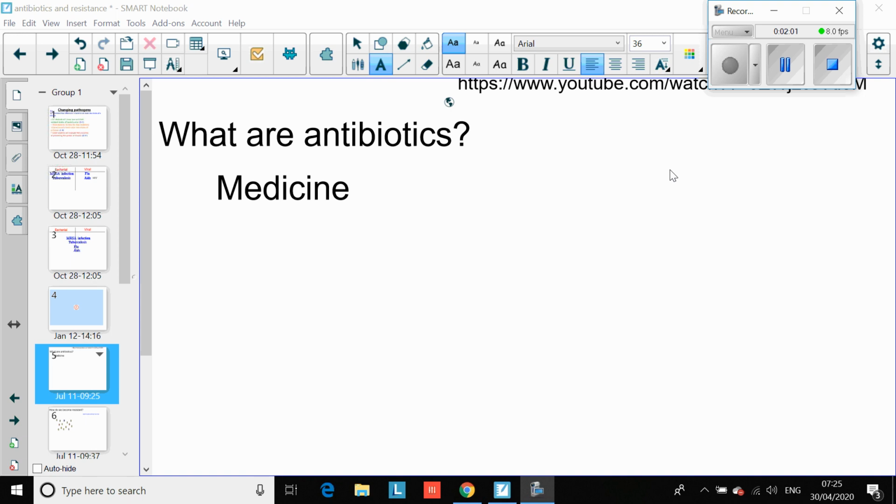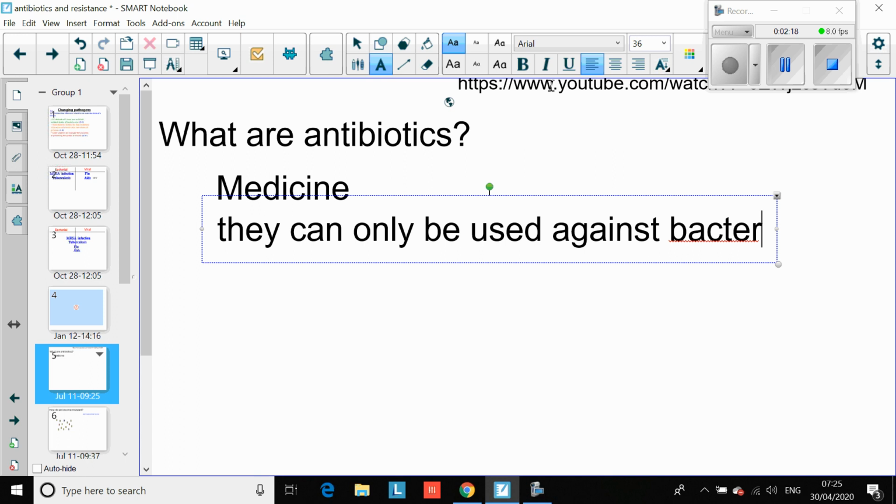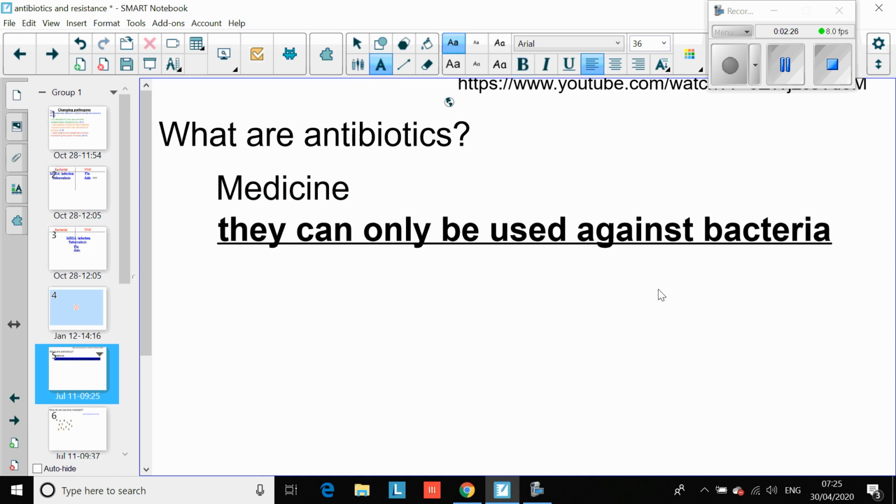Okay, so in a nutshell, what are antibiotics? They are a type of medicine. Now, here is the really crucial part that you need to know about antibiotics. They can only be used against bacteria, and that is something that you must have in your book. They can only be used against bacteria. They are useless against viruses. They do nothing against viruses. They can only treat bacterial infections.